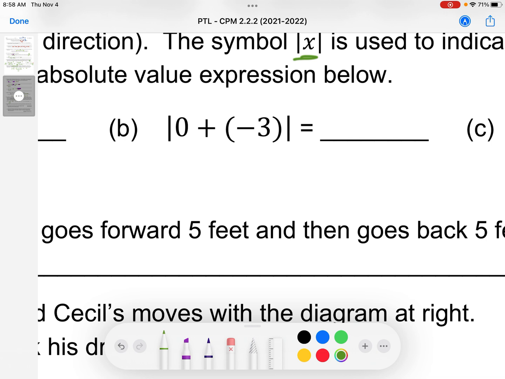In B, I'm starting at 0, and I'm going to add a negative 3. So I'm starting at the 0 spot on the number line. I'm going to move negative 3 to the left, right? I don't do anything with my absolute values yet. That gives me negative 3. Absolute value now says, hey, how far is negative 3 from 0?